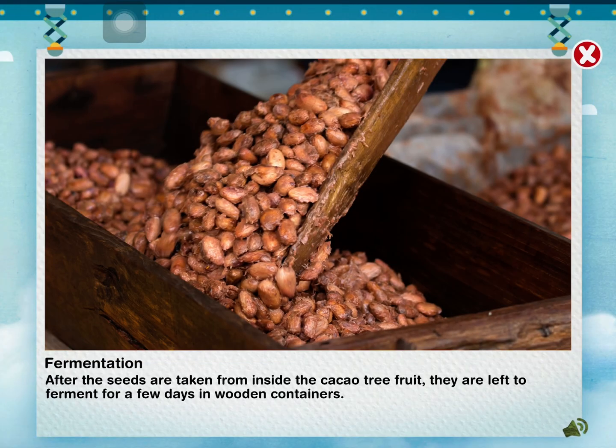After the seeds are taken from inside the cacao tree fruit, they're left to ferment for a few days in wooden containers.